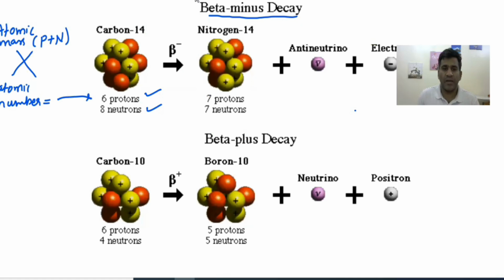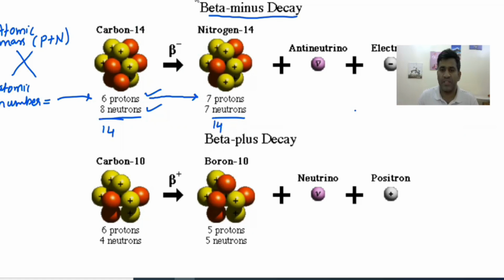Now if this undergoes a beta minus decay, what actually is happening here? Look at here, the number of protons increased from 6 to 7 and the number of neutrons got reduced from 8 to 7. So there is an increment in the number of protons and a decrement in the number of neutrons, but there is no change in the atomic mass. Before, 6 plus 8 was 14. The atomic mass afterwards remains the same, 7 plus 7, it remains 14. Only the atomic number changes, and this kind of decay is called beta minus.